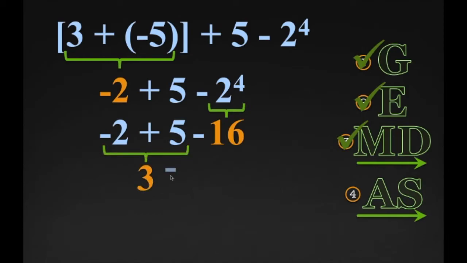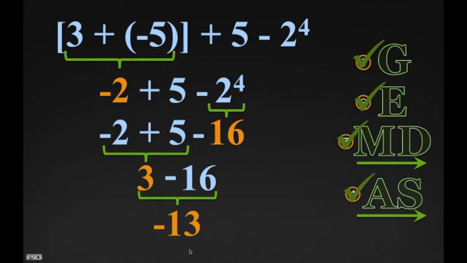And then we'll bring down the minus symbol and the 16. And is there any other addition or subtraction left? Yeah. We've got 3 minus 16, and it's actually the last thing we have to do. 3 minus 16 gives us negative 13. There's no other addition or subtraction, so we're done with step 4, and that means that our final answer is negative 13.